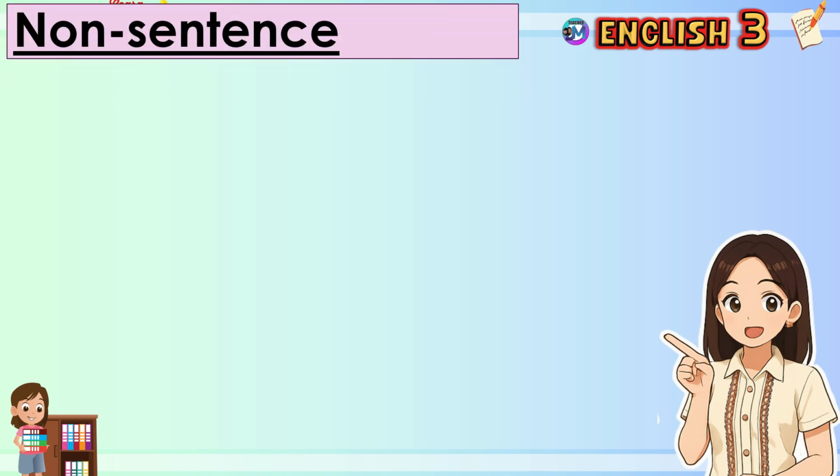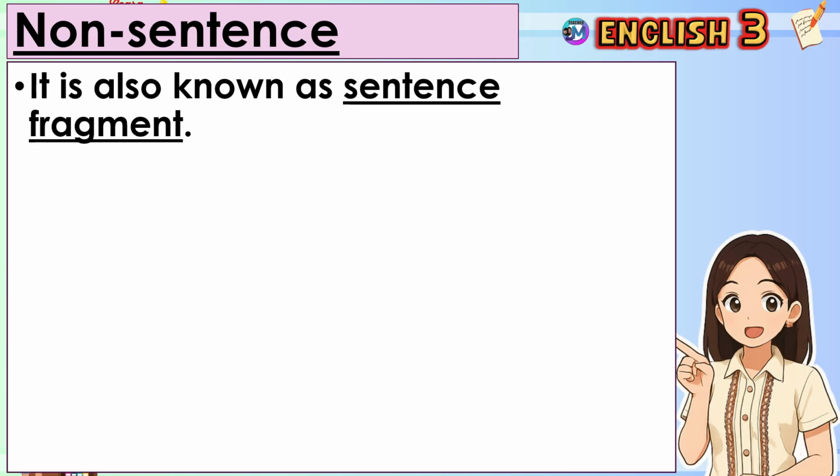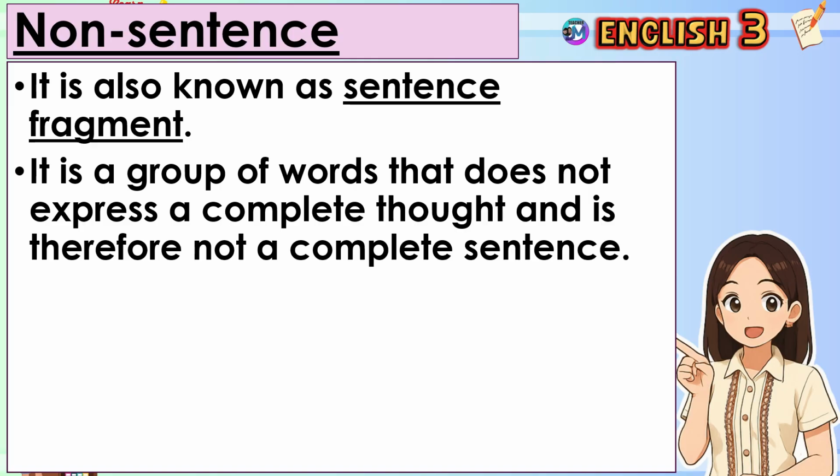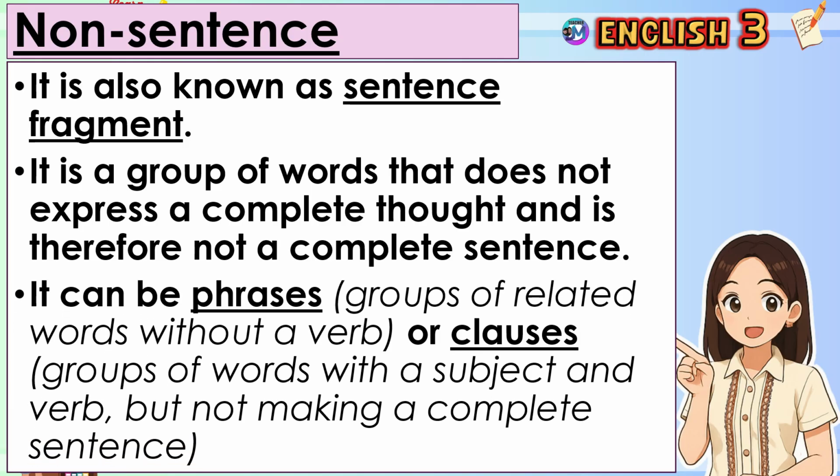This time, let's define a non-sentence. It is also known as sentence fragment. It is a group of words that does not express a complete thought and is therefore not a complete sentence. It can be phrases, which are groups of related words without a verb, or clauses, which are groups of words with a subject and verb but not making a complete sentence.